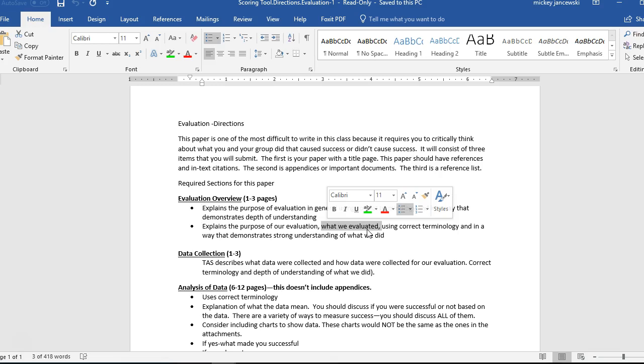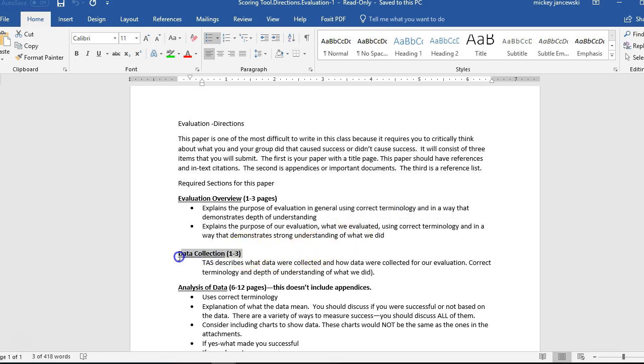It could also be bulleted. It would be least effective to put this into a paragraph, this one piece. If you do it, that's fine, but that is the most difficult way to understand something like this. So that's the first part.